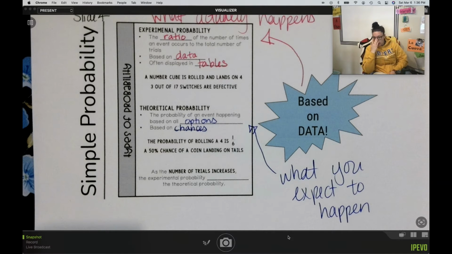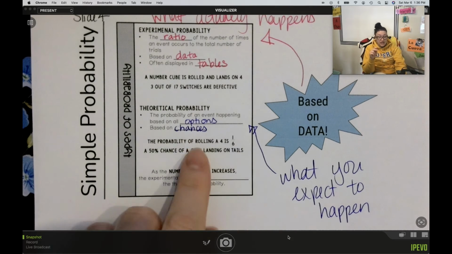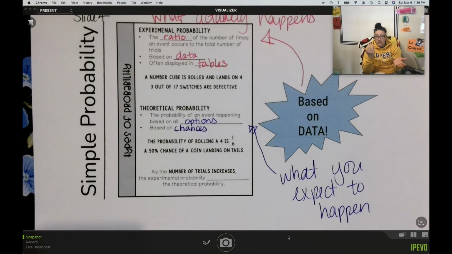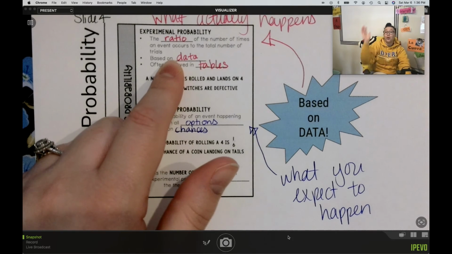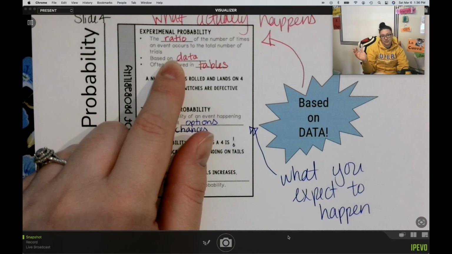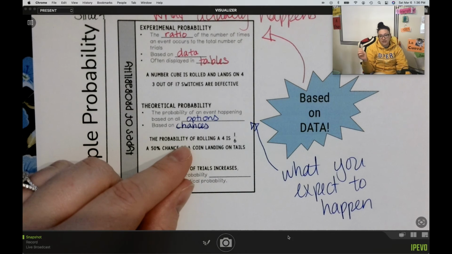We look in the world, and an example I like to think about is when you write, you are left-handed or right-handed. There's 2 options. But is the world split like 50-50 for right-handers and left-handers? No. Only about 10% of the population actually uses their left hand, while 90% uses their right hand. So even though there's only 2 options, in theory, you'd have a 50-50 chance. But experimentally, when we look at the whole world, that's not true. That doesn't match up with what we would expect to happen.